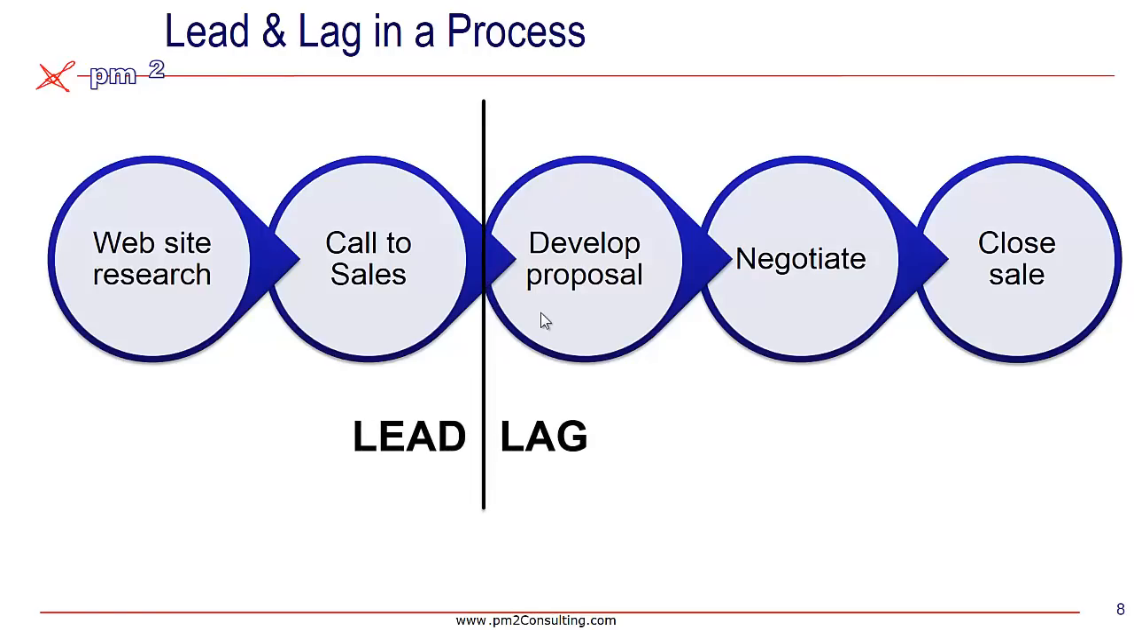In this case, if I wanted to take a look at developing a proposal, lead measures would be things like researching the web or the calls to sales. And if I wanted to understand calls to sales, lagging measures would be developing the proposal, negotiating, and closing the sale. So it all depends on where you're looking in the value stream.